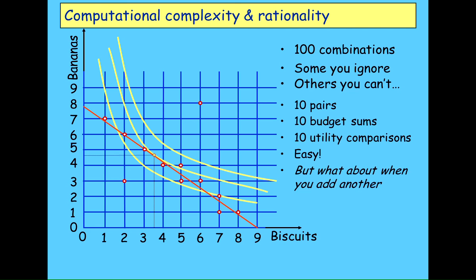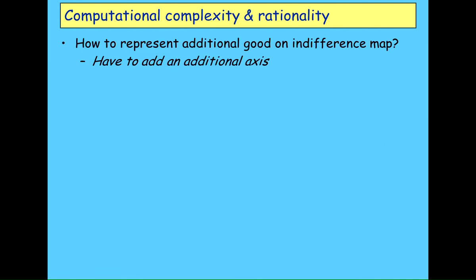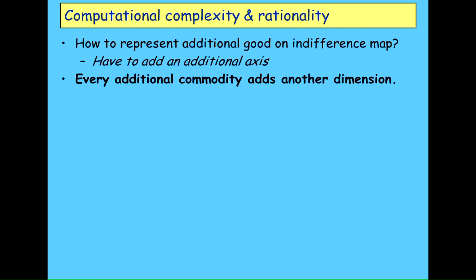But what about if I want to shop for something other than biscuits and bananas? Let's say you add Mars bars on there or milk. How do I handle that? What do I do? Another axis, exactly. I've got to draw another axis. And when I do that, every other commodity is another dimension to the problem you're looking at of what you buy when you go shopping.